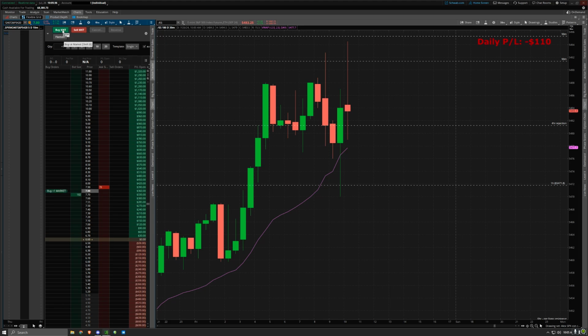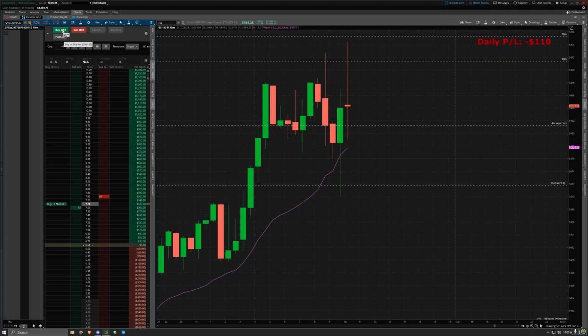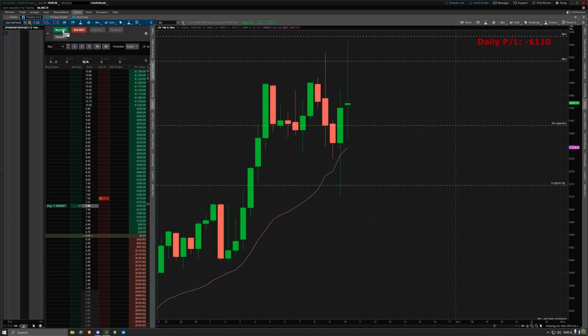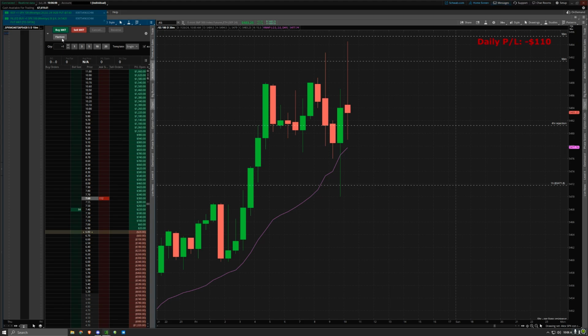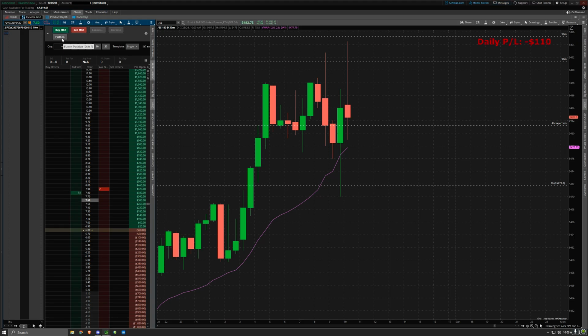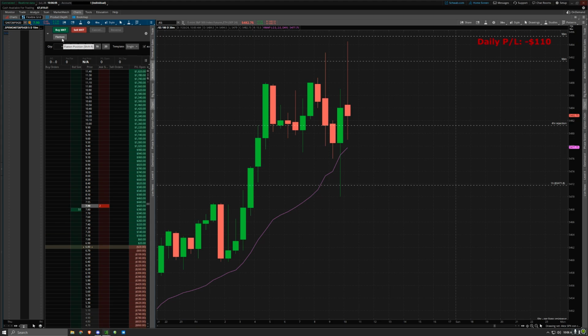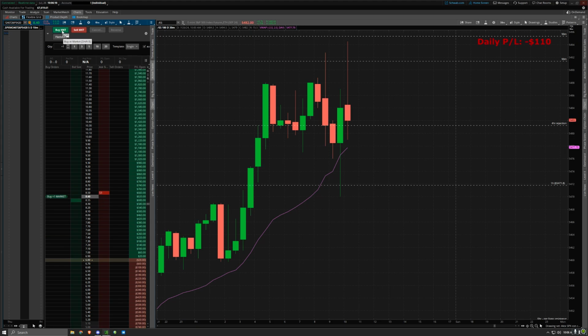My target is my 4-hour rejection line at 5481. And you can just see the strength here. You can see also how close I am to stopping myself out. It's a very close trade. That's typically how it is. But you can just see the strength. Right now I'm about to add another one.